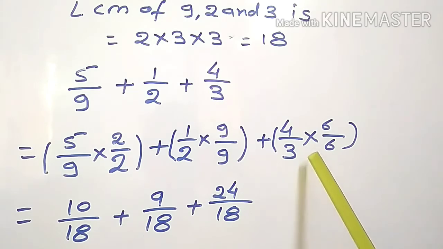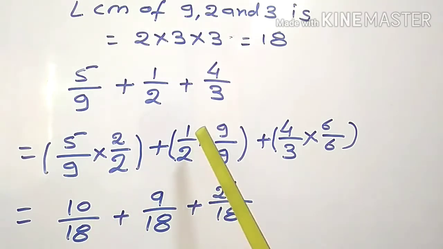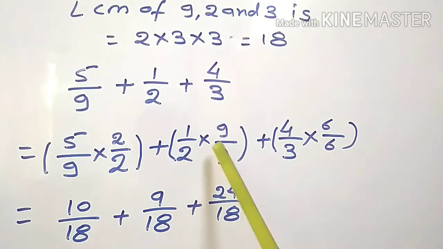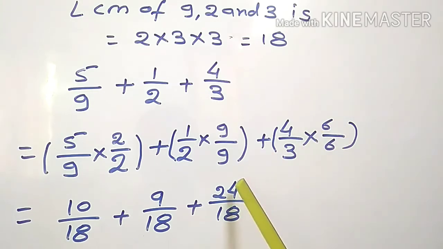by 6. By multiplying this, we get 5 2s are 10 upon 9 2s are 18. In the second fraction, 1 into 9 is 9, 2 into 9 is 18. In the third fraction, 4 into 6 is 24 and 3 into 6 is 18. Now we got like fractions. All these three fractions have an equal denominator.